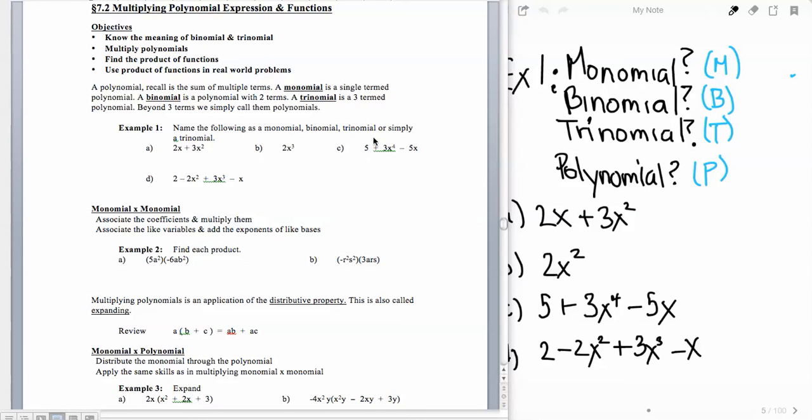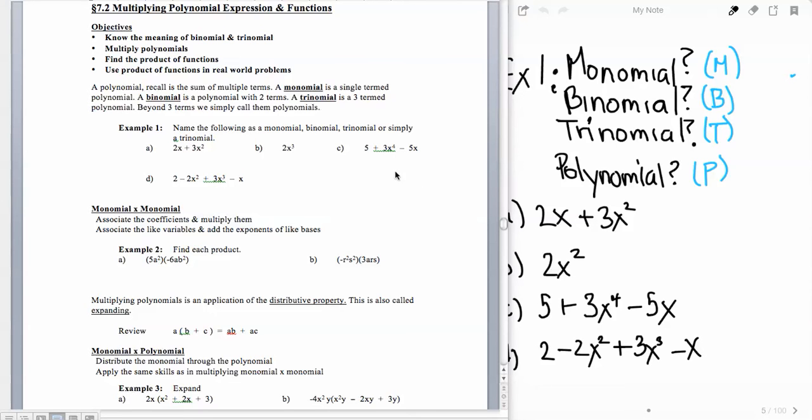All right, section 7.2, multiplying polynomial expressions and functions. We're going to learn the meaning of binomial and trinomial, and we're going to multiply polynomials, find the product of functions, and use the product of functions in real-world problems. We'll probably leave that to Lehman to do in his book.